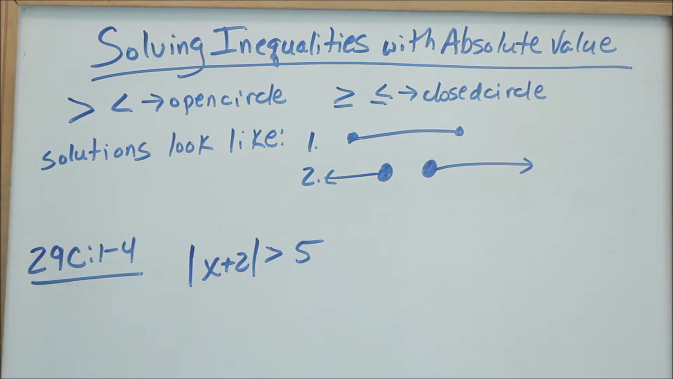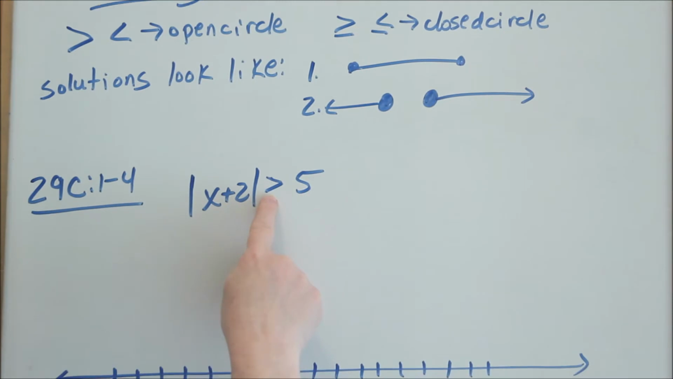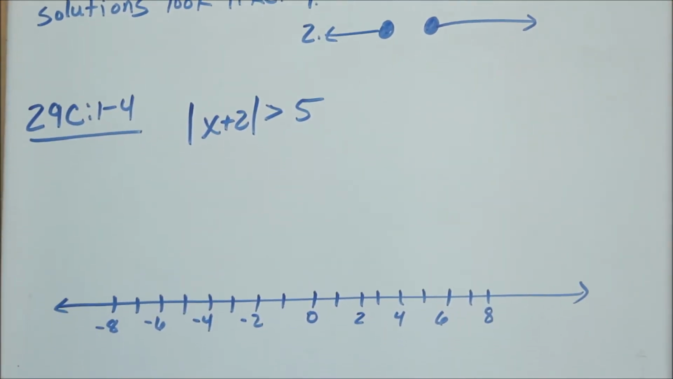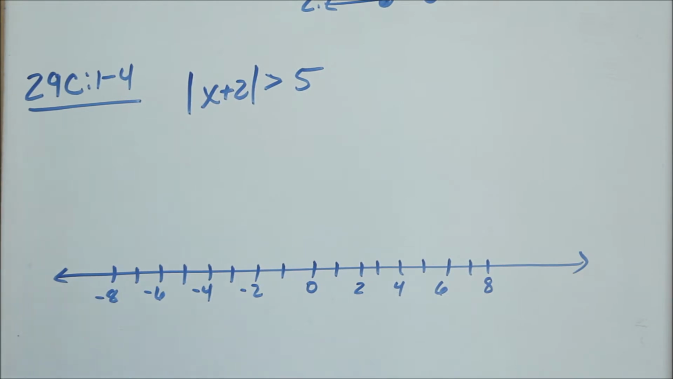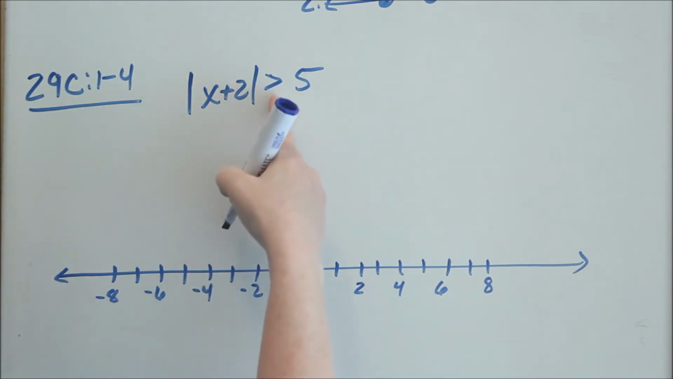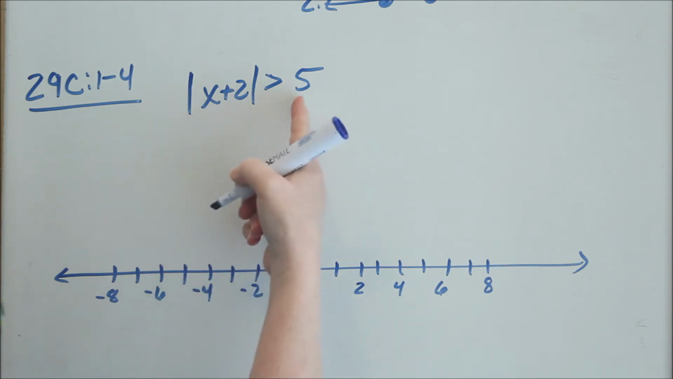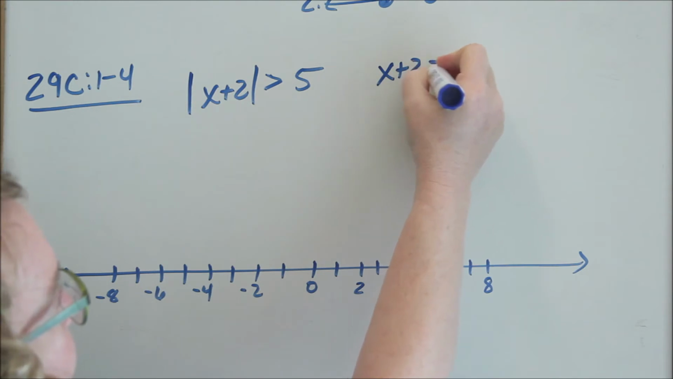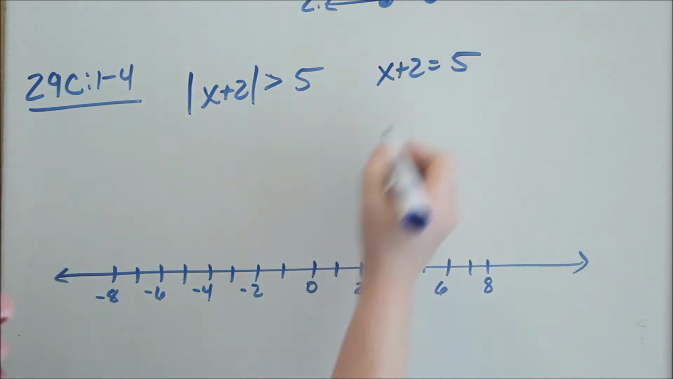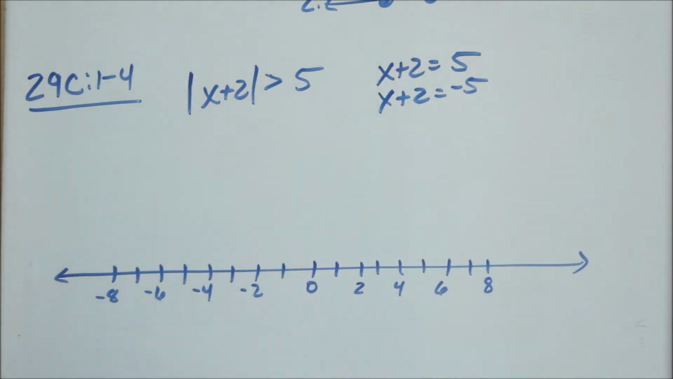Look at 29C, 1 through 4. You have the absolute value of x plus 2 is greater than 5. You solve it just like it's an equal sign. That's the start of it, okay? So from last lesson, to solve this like it's an equal sign, you want only absolute value on one side and only a number on the other side. And then you can set whatever's in the absolute value equal to a positive of that number. Then you can set it equal to a negative of that number.